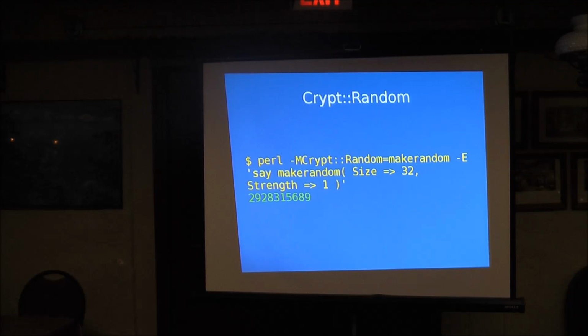So this is Crypt::Random, and it just exports this make_random function. And the size here is in bits. Strength says that you want to use Linux /dev/random or whatever the equivalent is on your system. If you say strength equals 0 here, it will use /dev/urandom, which is okay.